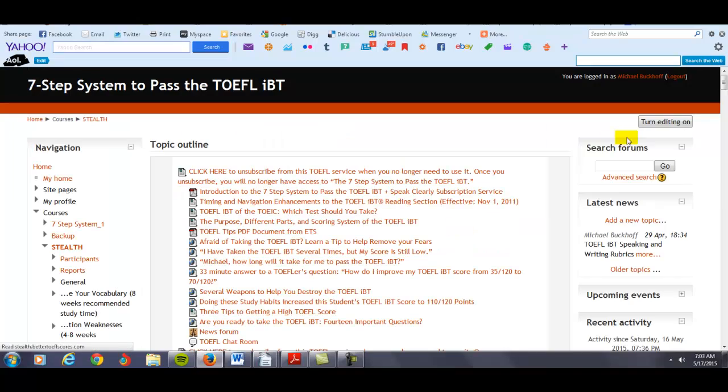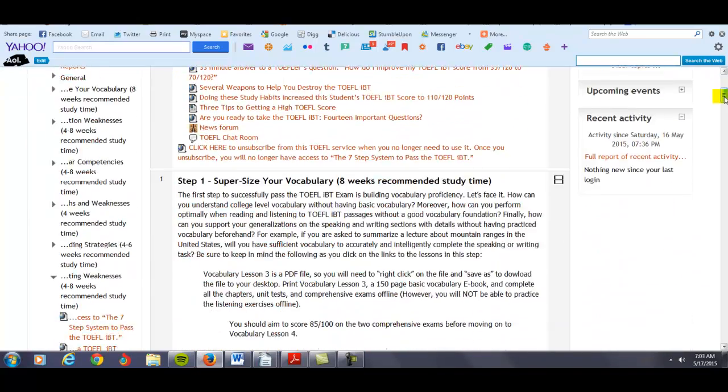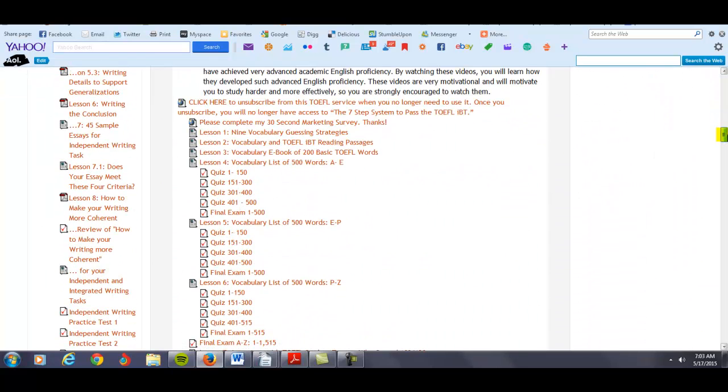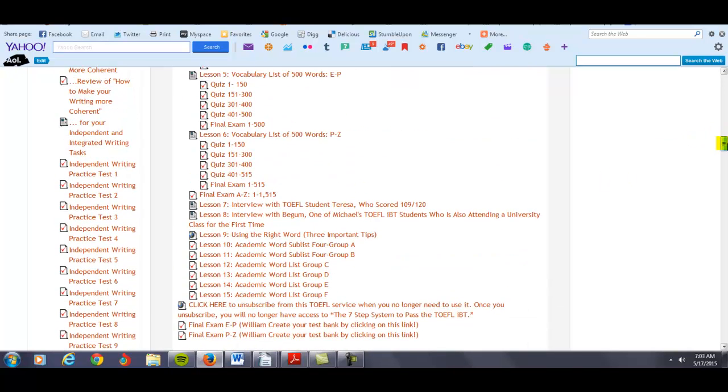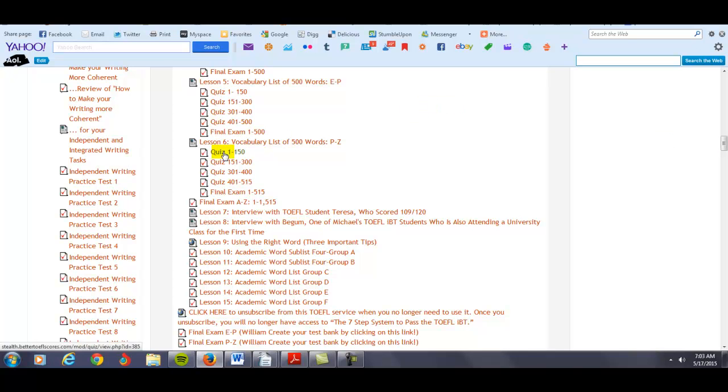I think if you can improve your vocabulary, you'll have a lot more appropriate and more accurate word choice. So here's my recommendation. First of all, do vocabulary lesson number 3. Learn these 200 basic words. Number 2, go to vocabulary lesson number 4, and then you can take all these quizzes to check your comprehension. Then do vocabulary lesson number 5, and do all these quizzes. And then vocabulary lesson number 6, and again, you can take all these quizzes to test your comprehension.